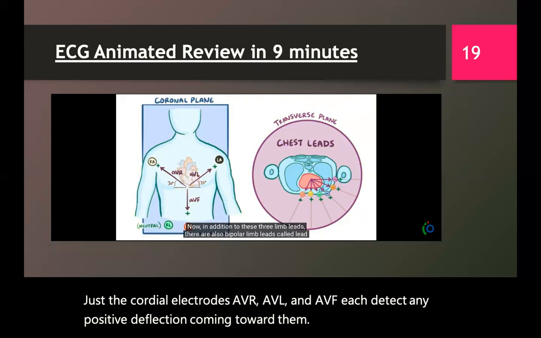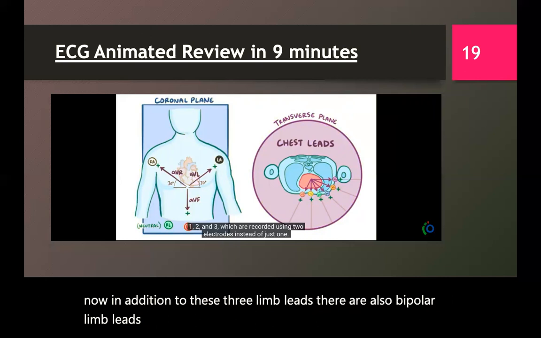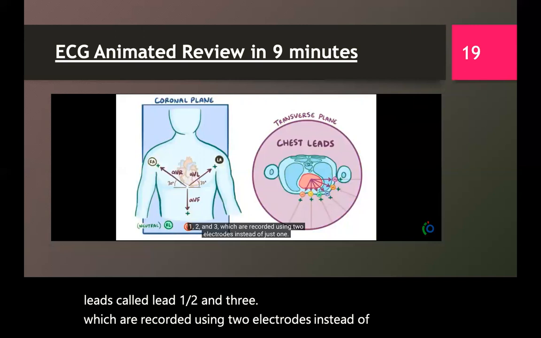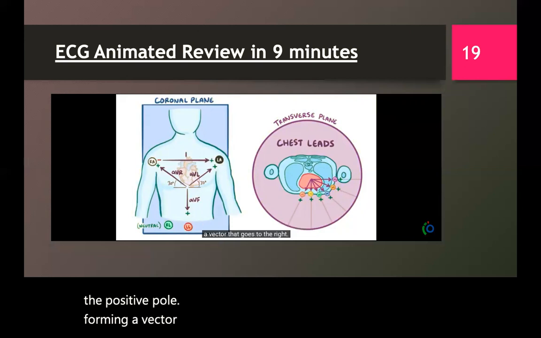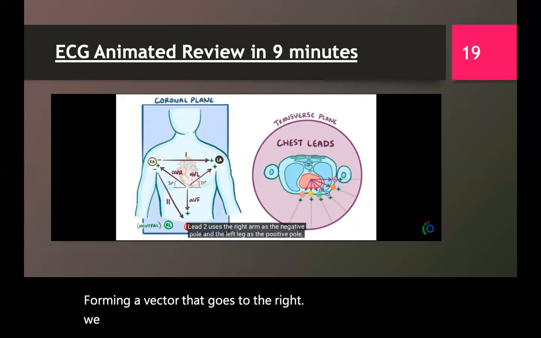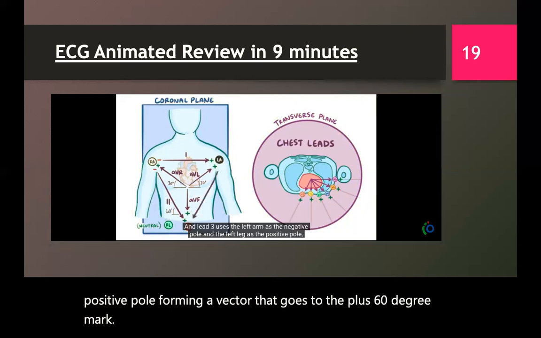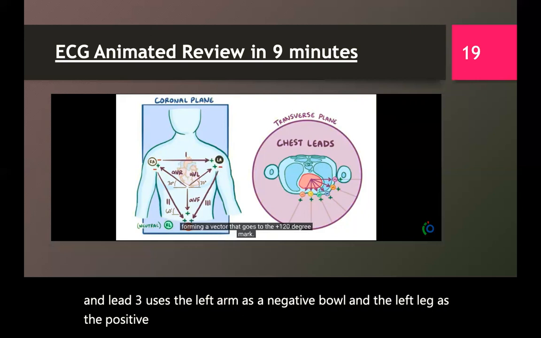Now, in addition to these three limb leads, there are also bipolar limb leads called lead 1, 2, and 3, which are recorded using two electrodes instead of just one. Lead 1 uses the right arm as the negative pole and the left arm as the positive pole, forming a vector that goes to the right. Lead 2 uses the right arm as the negative pole and the left leg as the positive pole, forming a vector that goes to the plus 60 degree mark. And lead 3 uses the left arm as the negative pole and the left leg as the positive pole, forming a vector that goes to the plus 120 degree mark.